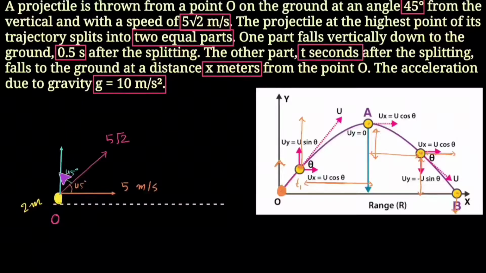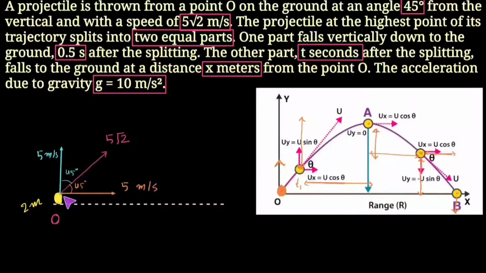Similarly, the magnitude of the vertical component of velocity would be 5 root 2 sin theta, and the value of theta is 45. So its value would become 5 meters per second. So the horizontal as well as the vertical velocities have the magnitude of 5 meters per second.